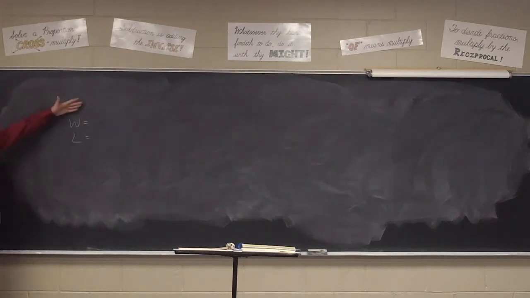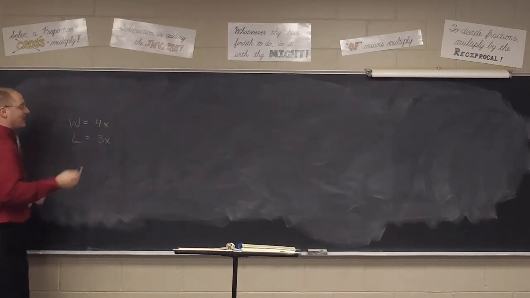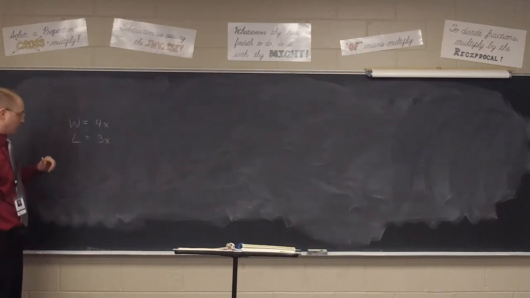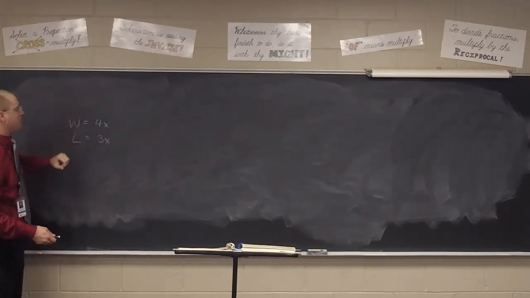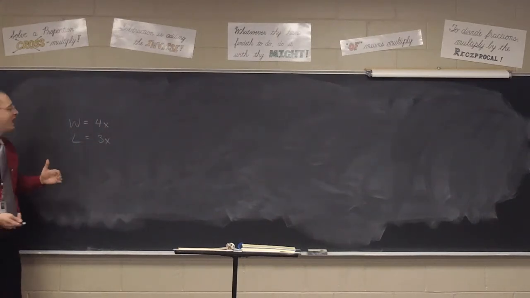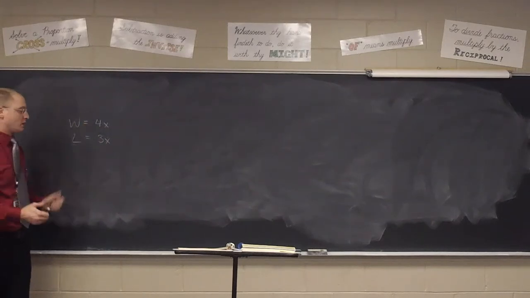How should I represent my wins and losses, class? 4x and 3x. Because it's not necessarily 4 and 3, it could be 8 and 6 if the x was a 2. It could be 20 and 15 if it was, you know, a 5. It could be 400 to 300. That's a lot of games. But you get the idea, right? It's 4 times something and 3 times the same thing. That'll put them in a ratio of 4 to 3.